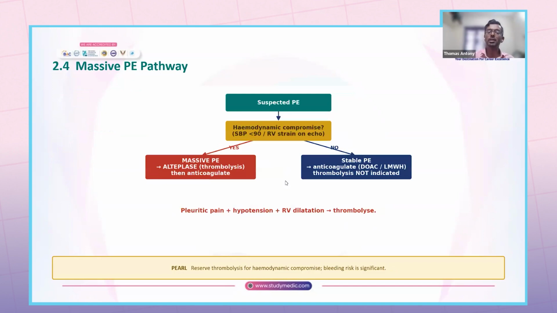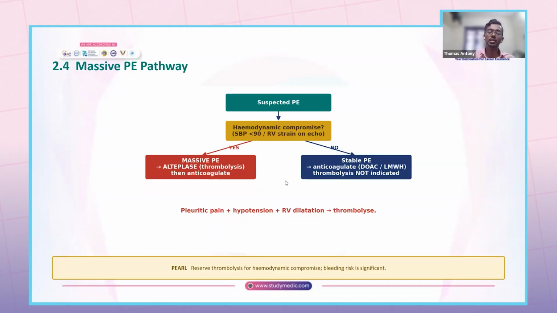So in case of a suspected pulmonary embolism, now we have to see if the patient is having hemodynamic compromise or not. So here, hemodynamic compromise in case of pulmonary embolism that we are looking at is systolic blood pressure less than 90 millimeters of mercury, or if the patient is in shock, or there is a cardiac arrest due to pulmonary embolism.